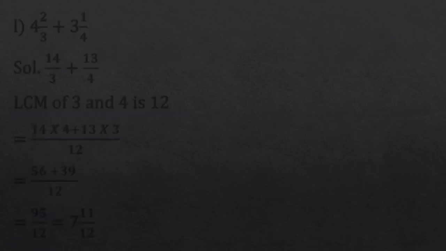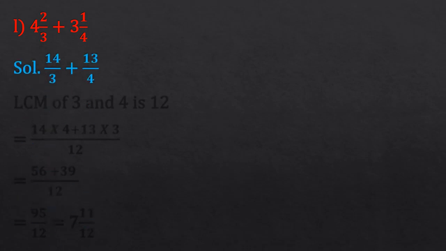Now our last part is 4 2 upon 3 plus 3 1 upon 4. This is a mixed fraction, addition of mixed fractions. So our first step in this is to convert these mixed fractions into improper fractions. 3 multiplied by 4 is 12 plus 2 is 14, so 14 upon 3, plus 4 multiplied by 3 is 12 plus 1, 13 upon 4. Okay. Now the steps will remain same.